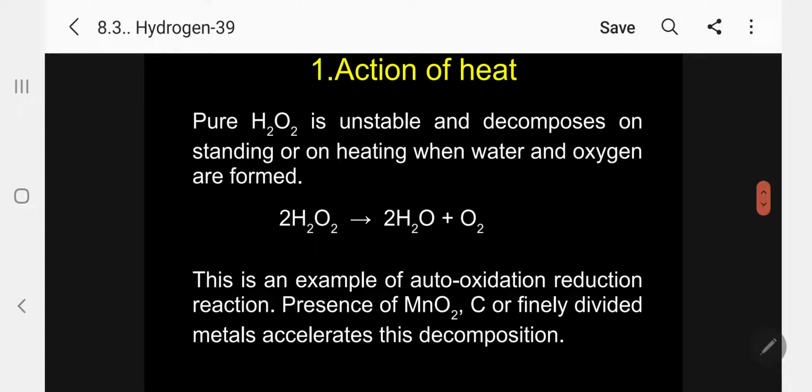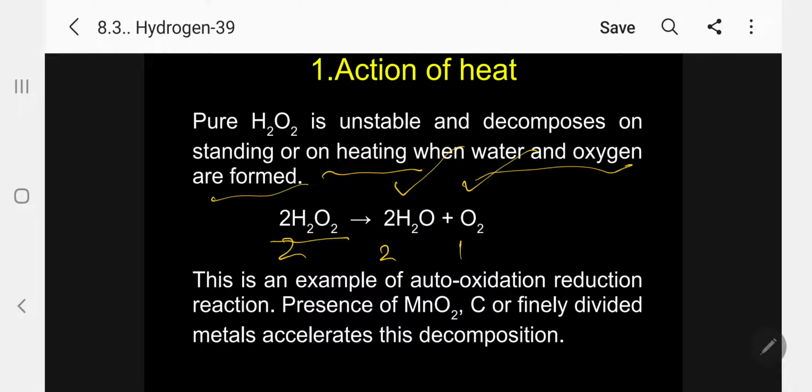Pure hydrogen peroxide is unstable and decomposes on standing or on heating, when water and oxygen are formed. From 2 moles of hydrogen peroxide, 2 moles of water and 1 mole of oxygen are produced. Kindly follow. According to the mole concept, 2 moles of hydrogen peroxide produce 2 moles of water and 1 mole of oxygen, or in terms of volumes, 2 volumes of hydrogen peroxide give 2 volumes of water and 1 volume of oxygen. Kindly follow. The most important I will give.